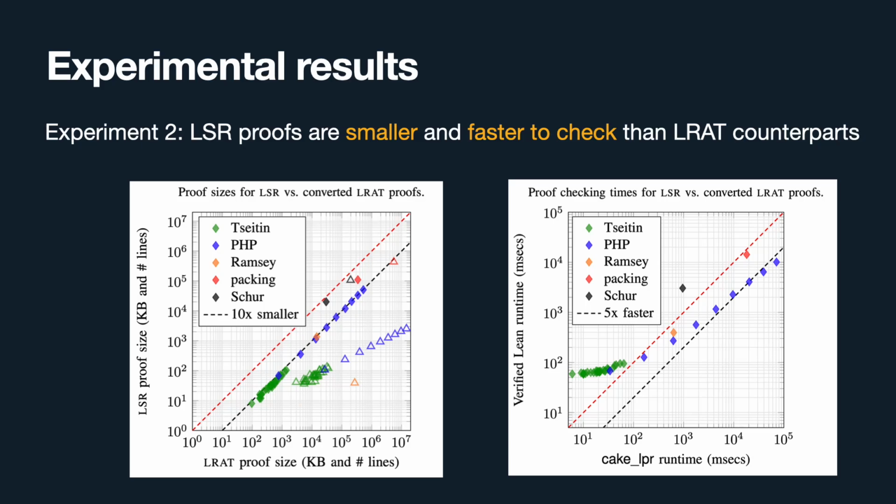The y-axis is our checker on the SR proofs. The x-axis is cake LPR on the converted LRAT proofs. And once again, you'll see that anything that lies below the red dotted line indicates that our Lean checker was faster. And indeed, for most of the proofs that take longer than a second, our Lean checker was faster. So if your problem can benefit from using SR, you will get both size savings and runtime savings.